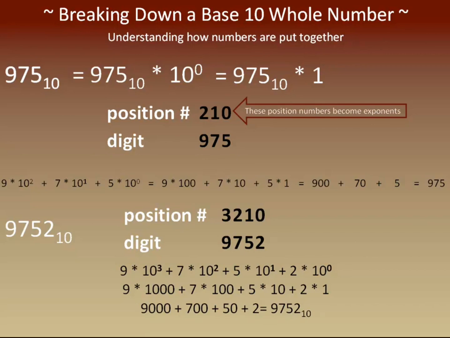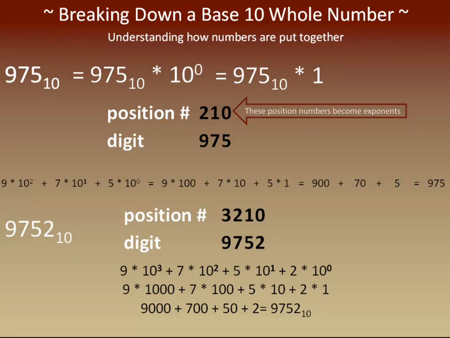That all equals 9,752. Now what I'd like you to notice is how the exponent gets smaller by an increment of 1 as we move from the left to the right. Or we could say that the exponent gets larger by an increment of 1 as we move from the right to the left. Remember that the rightmost number of a whole number should always have the position number of 0.